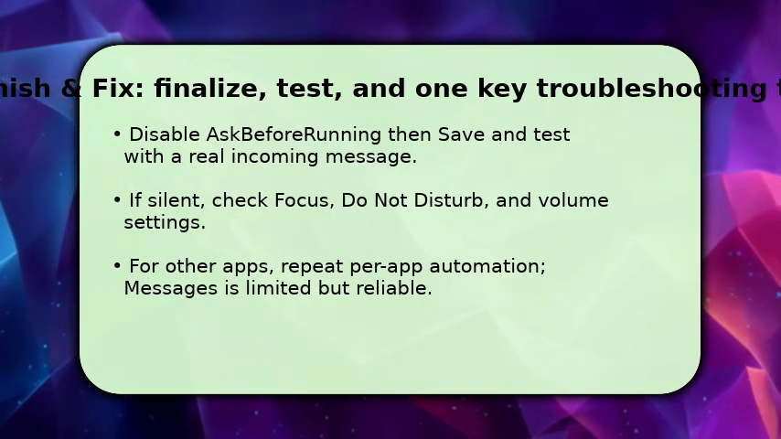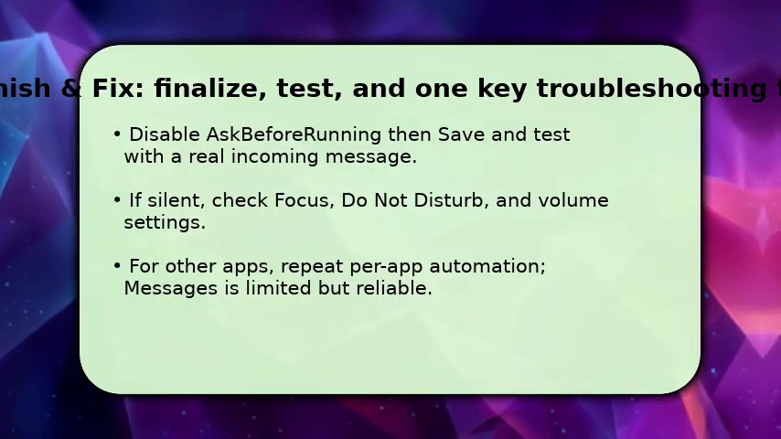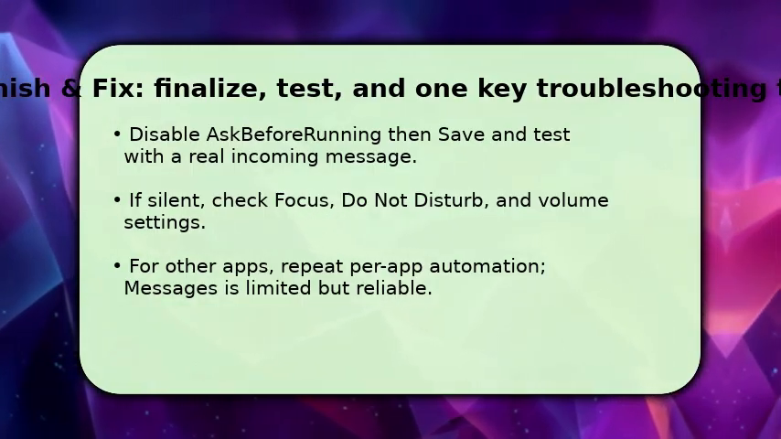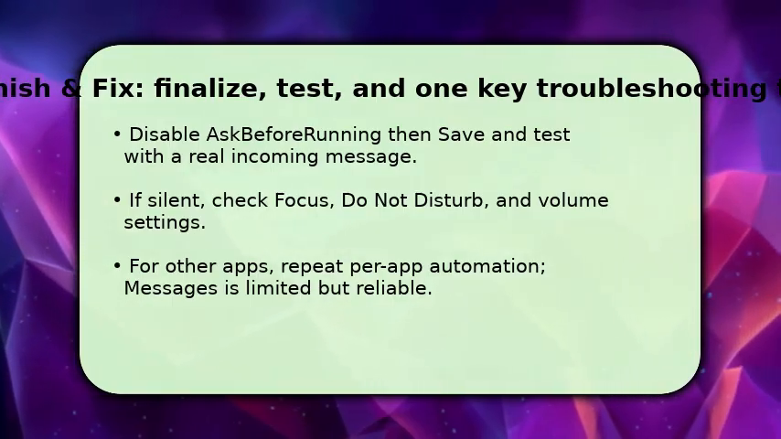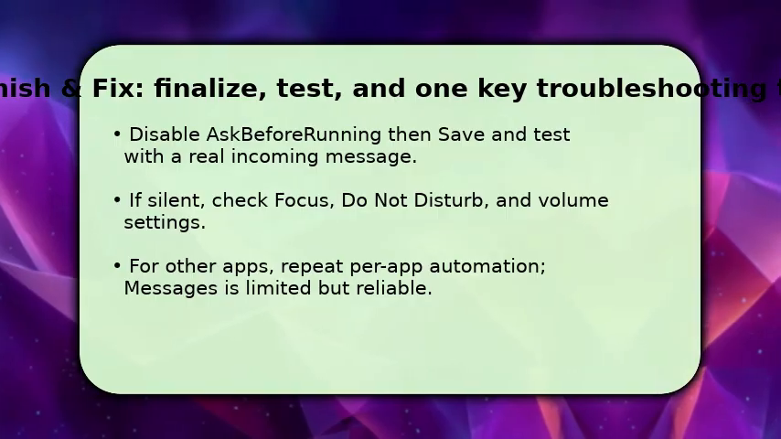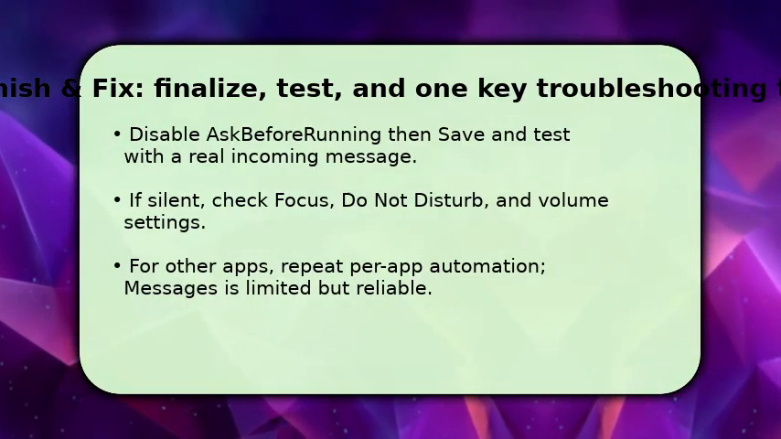Now send a test message to trigger it. Make sure volume and system sounds are up and Siri permission is granted. If nothing speaks, confirm Focus or Do Not Disturb isn't muting announcements, and verify Shortcuts has permission to run in the background. Remember, this method reliably covers messages and some supported apps.